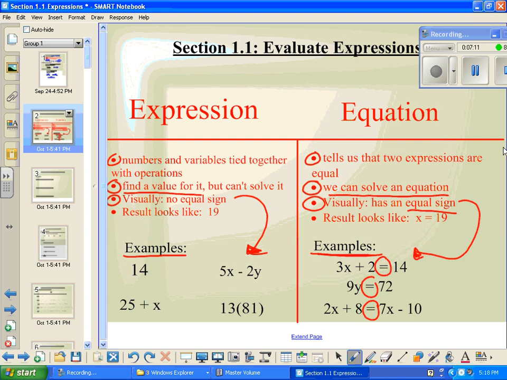And then our last one I've already emphasized a little bit with expressions. With an expression, we're looking for some kind of result like 19 or 55 or 101 or -8. We're looking for some kind of value. That's going to be our answer.